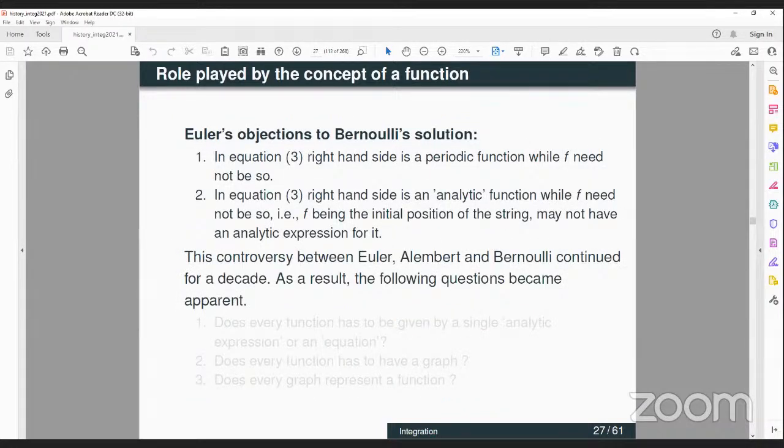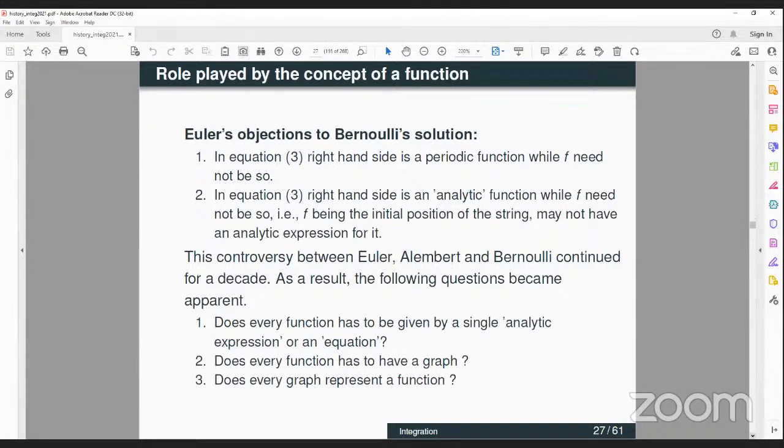This controversy went on for about 7 to 8 years and raised important questions. The crux of this controversy was: does every function have to be given by a single analytical expression or an equation? Does every function have a graph? Because when you pluck that string, it is the graph of the function, right? But does every function need to have a graph? Does every graph represent a function?